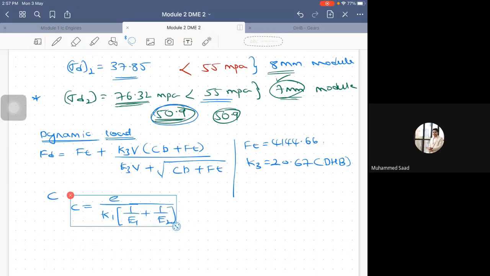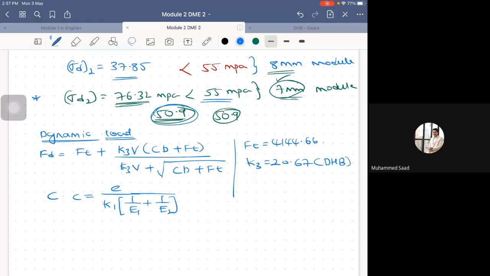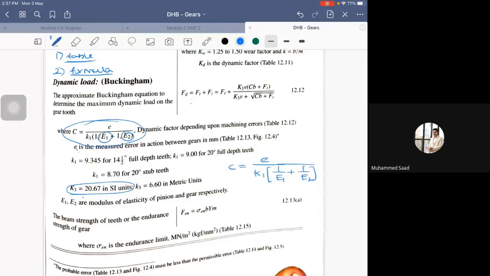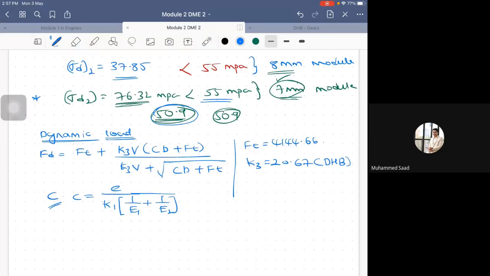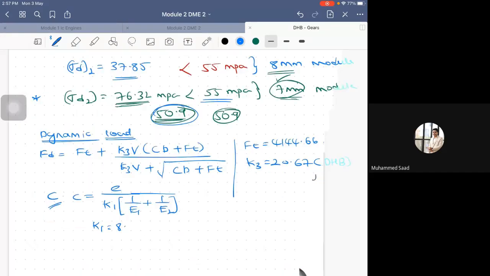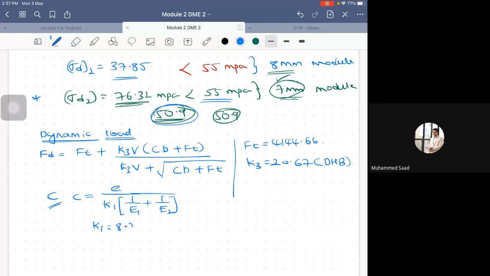Now, once I have taken this, the value of K1 for 20 degree stub teeth is 8.7. So K1 is equal to 8.7 for 20 degree stub teeth. I have taken that. Now, you have to find the value of E, isn't it?